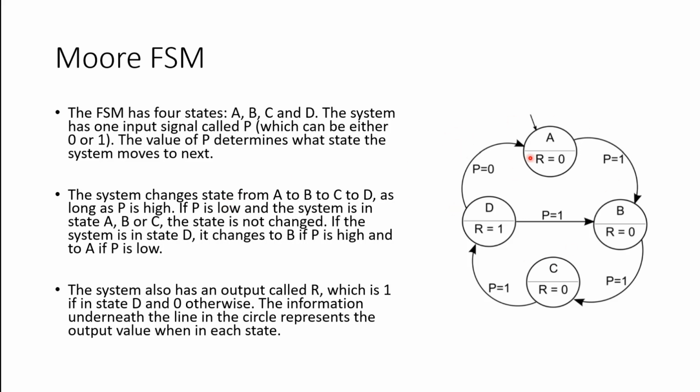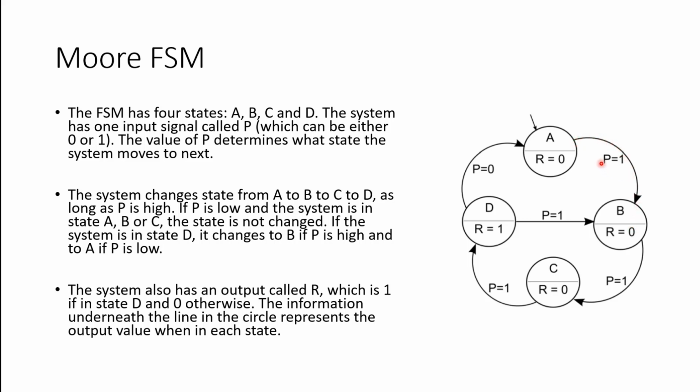Back to this finite state machine. Based on this diagram, we can tell that the initial state is state A. I know this because this arrow coming from nowhere denotes state A as my initial state. What that implies is that if I design a system, on startup I'm going to be in state A. Now, when I'm in state A and input P is equal to 1, I will transition to state B.